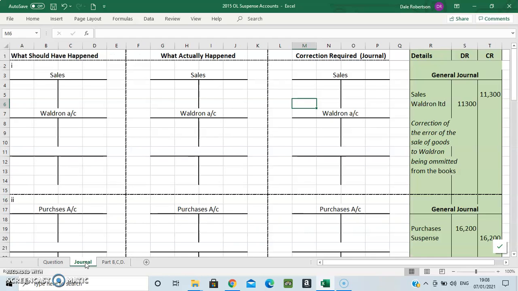So here is the way you set up a suspense account question. You already have the template on this. You should have 3 columns: what should have happened, what actually happened, and then the correction required, which is the journal. And then on a separate page, I'm doing it here for visual purposes, but on a separate page you have your general journal, which is details, debit and credit, and these things must match. I have the answers in here already, but I'm going to show you where I got them from.